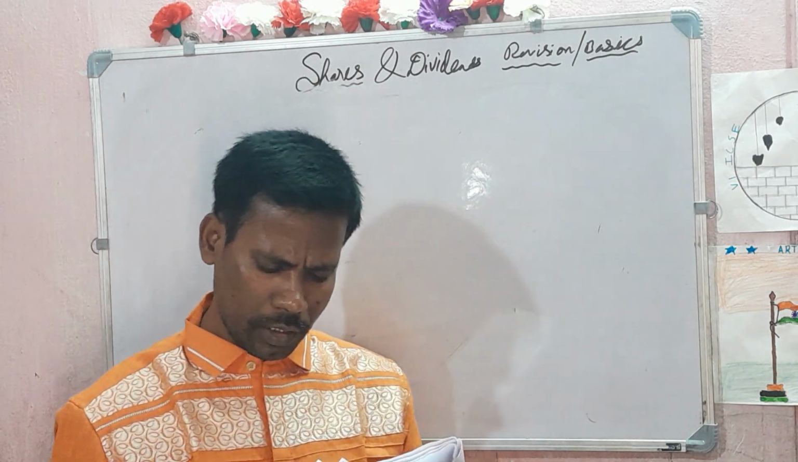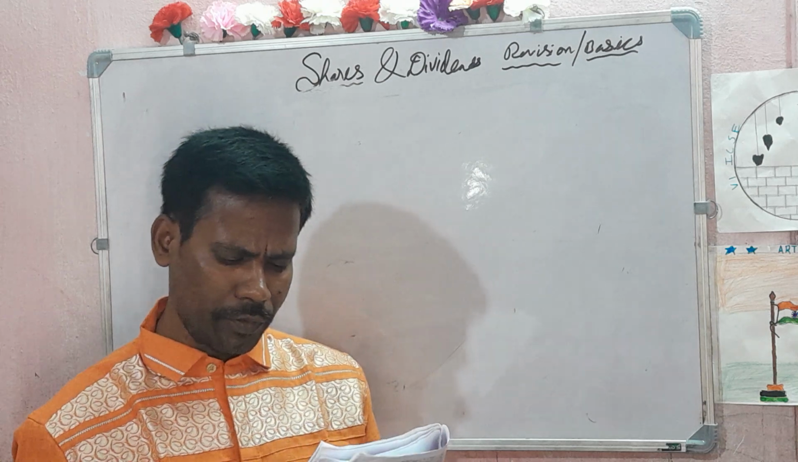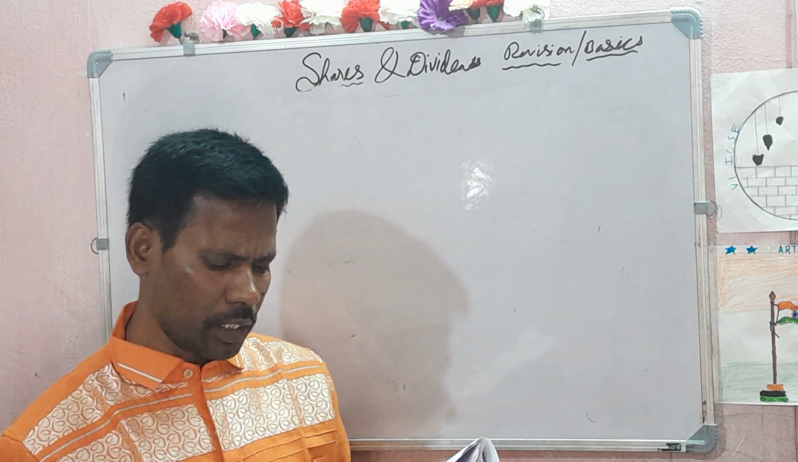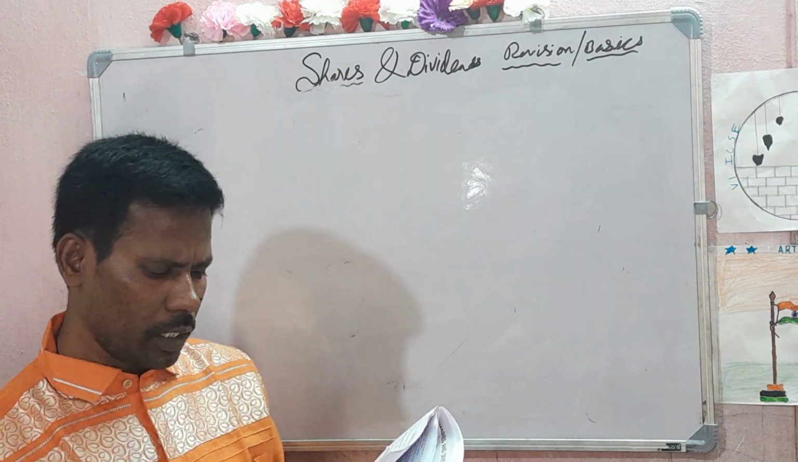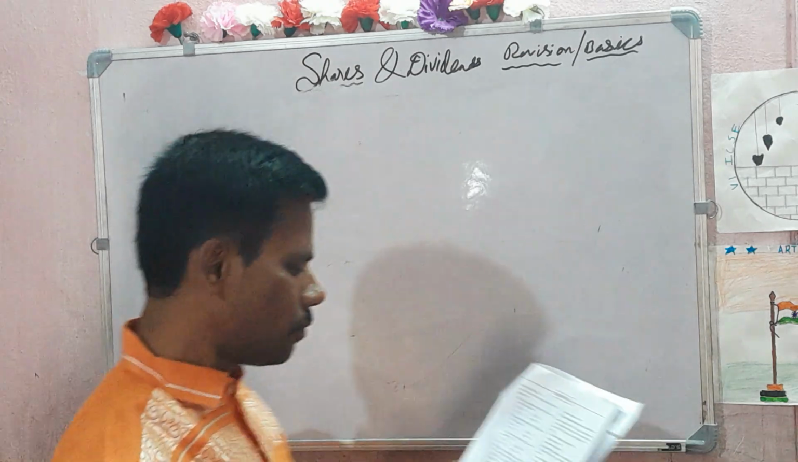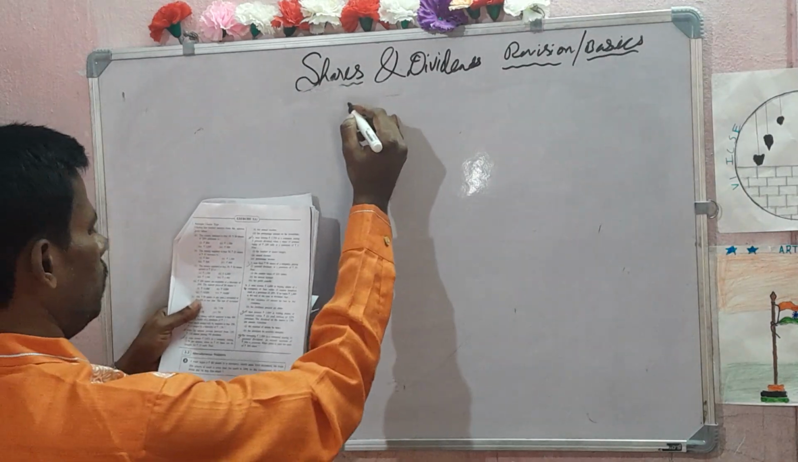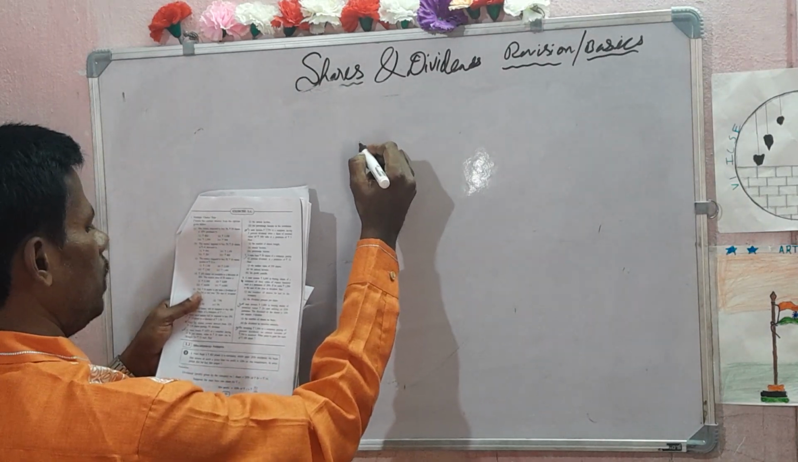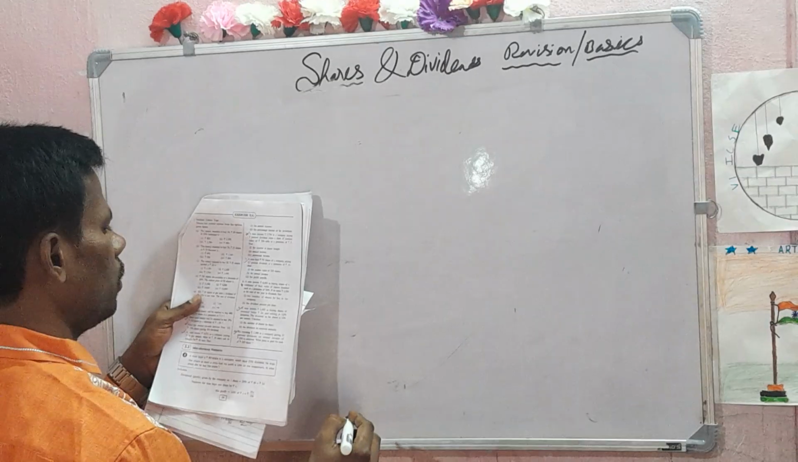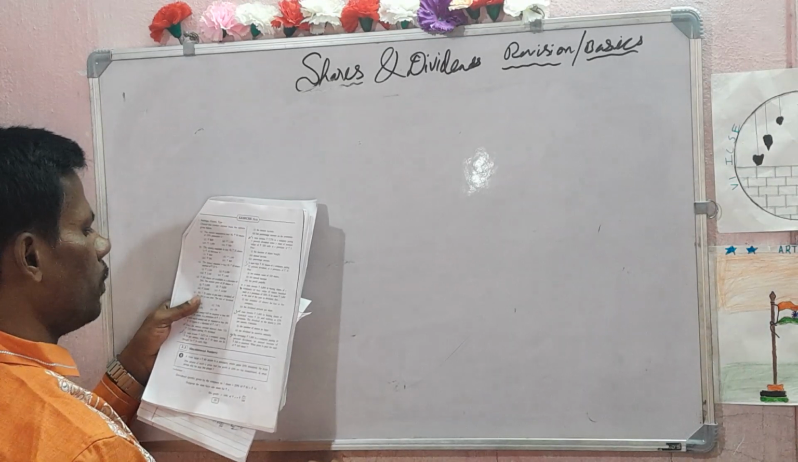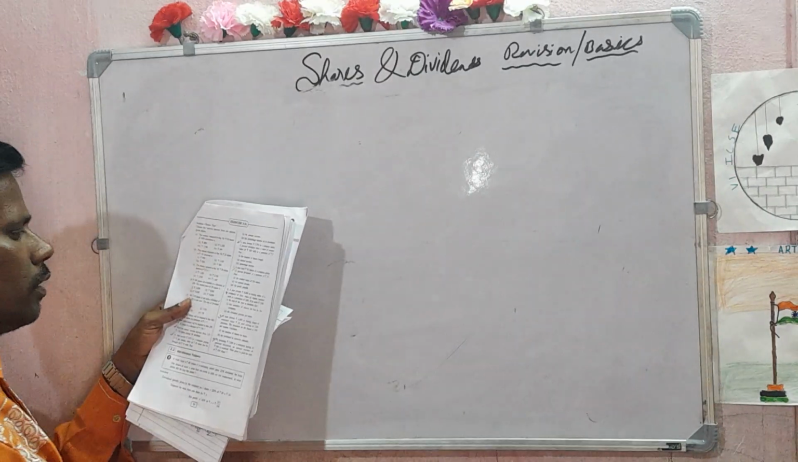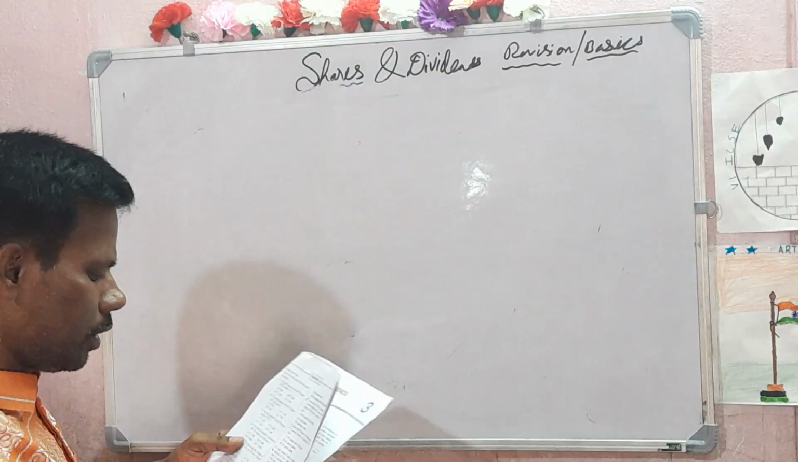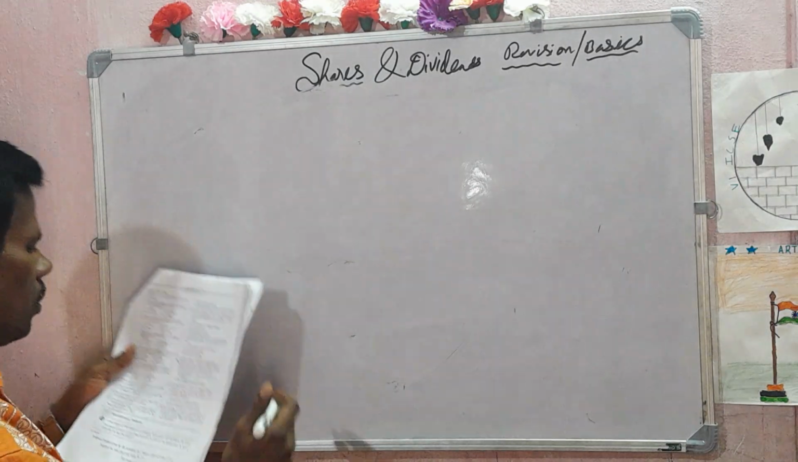A man buys rupees 50 shares of a company paying 12% dividend at a premium of 10. How many shares does he buy? 320 shares, rupees 50 shares of a company paying 12% dividend, premium 10. Write down all the given conditions, then market price and so on.